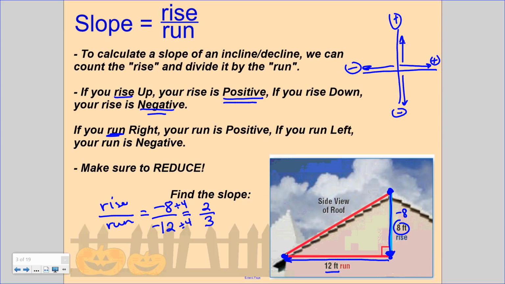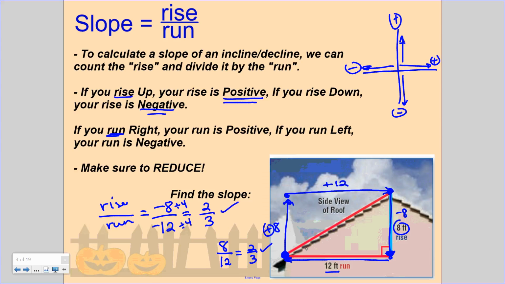Like I said, you can actually start at a different point on the roof. Let's say we started here. To calculate the slope, we still would calculate the rise first. So in this case, I would rise up first, and it's the same distance as over there. I would rise up 8 feet because I'm going up, it's positive. And you'll see that will still give us the same slope. And we run this time again a positive 12, because we're running to the right. So this time we get positive 8 over 12, which still reduces to that same slope of 2/3.